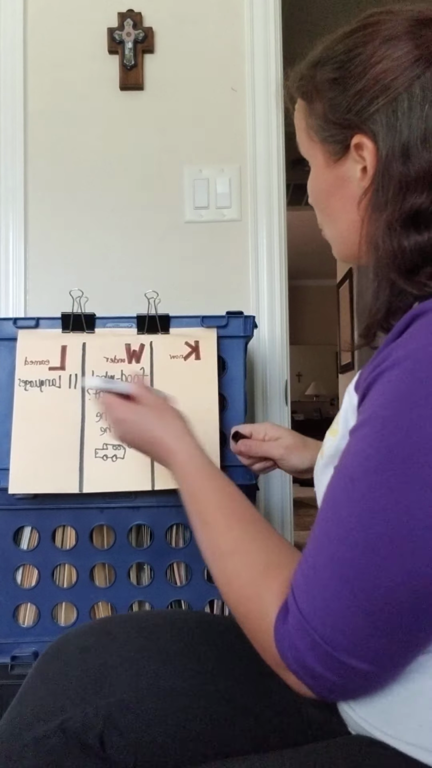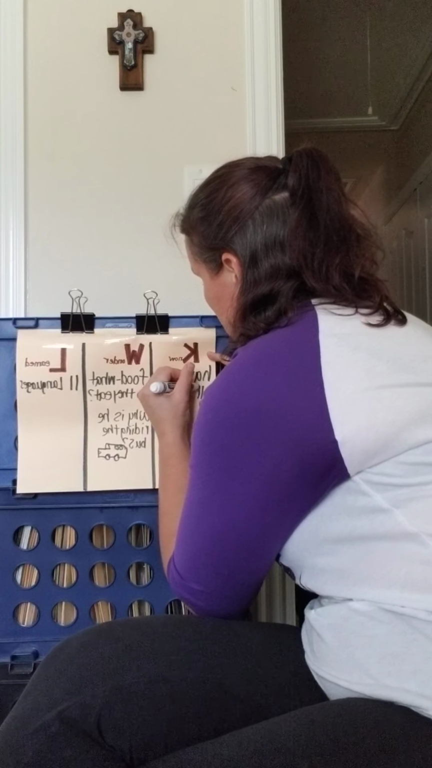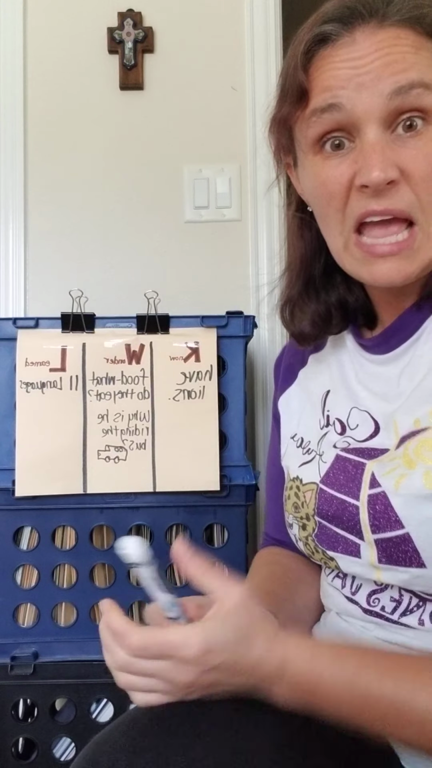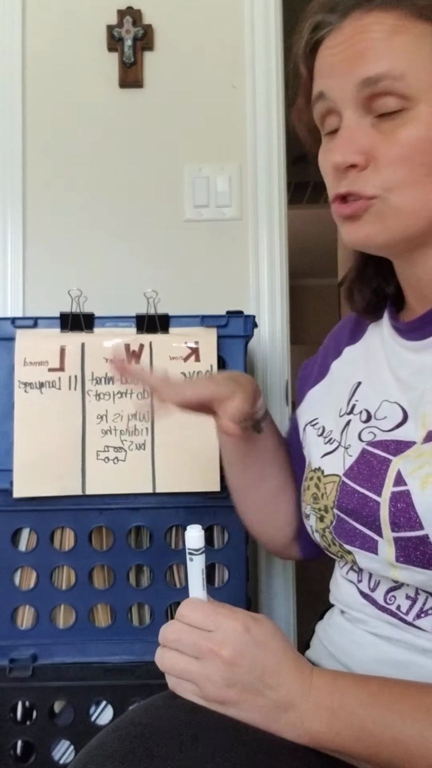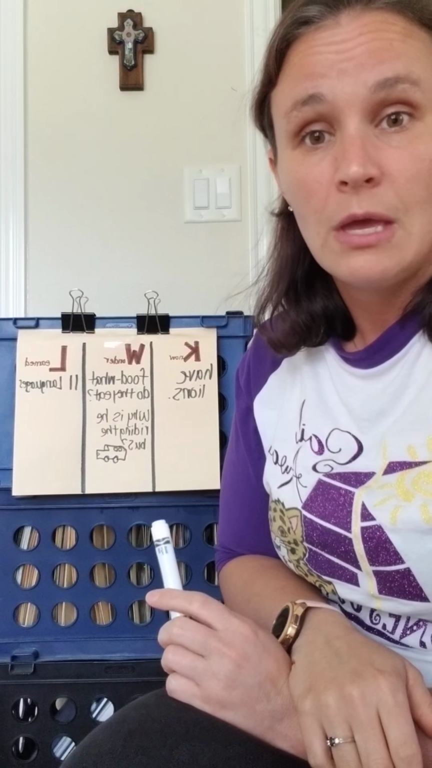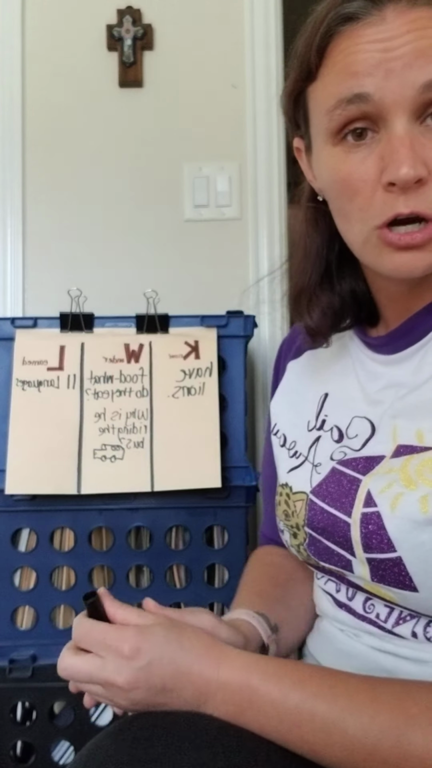One thing that I knew, that they have lions. Okay, I knew that they had lions before I read this book. Or animals, or safari, or anything else that you know, go ahead and write that down. Draw a picture of it. That works too. Okay?